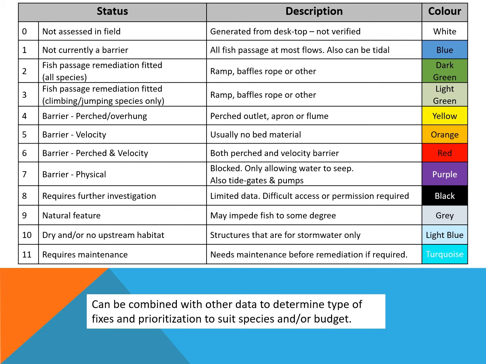Number 10 is where we have no aquatic habitat upstream, or it's dry, so it's unlikely that fish are going to need to get through there. Number 11 is requires maintenance, because we come across structures occasionally that are in a bad state of repair, and that's probably the first thing that's going to happen to them, is that they get maintained, and therefore we can hopefully accommodate fish passage during that maintenance process, or attach something after the fact.